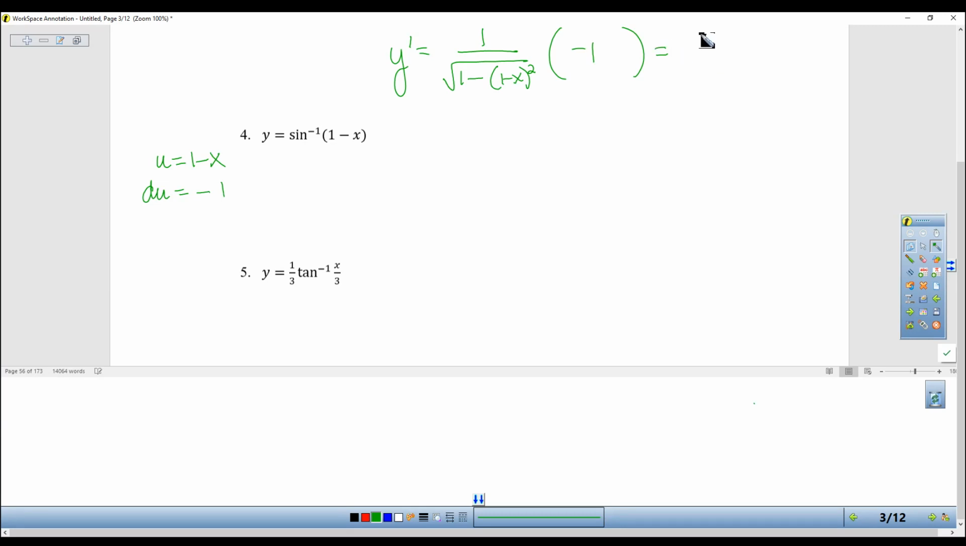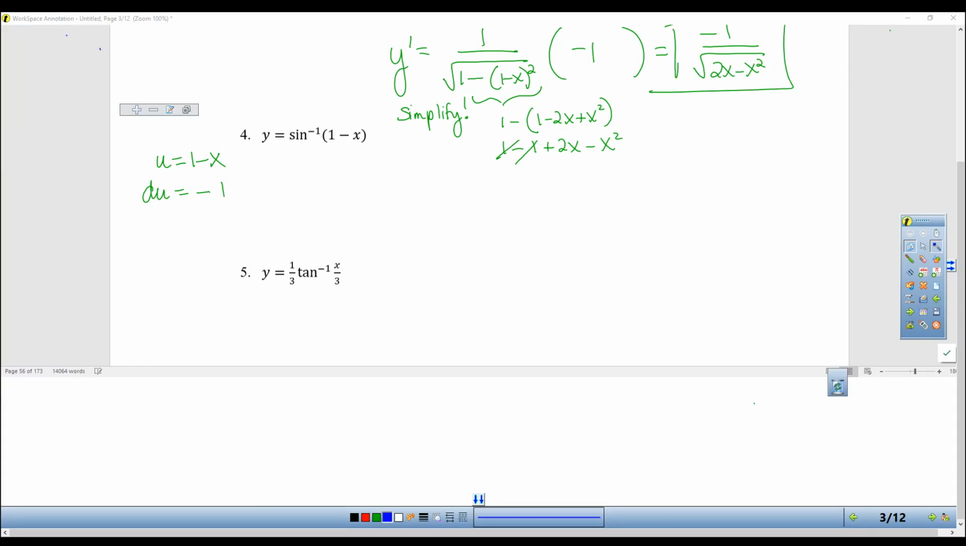What does that give me? -1 over, make sure you simplify. This is not considered an acceptable answer because it does become much more simple. So this little section is 1 minus, and then this is, when you expand it, 1 minus 2x plus x squared, 1 minus 1 plus 2x minus x squared. So notice that that all cancels, and you just get 2x minus x squared.